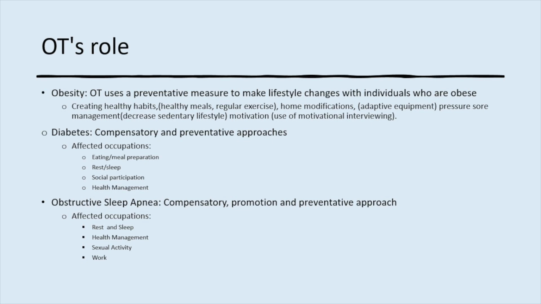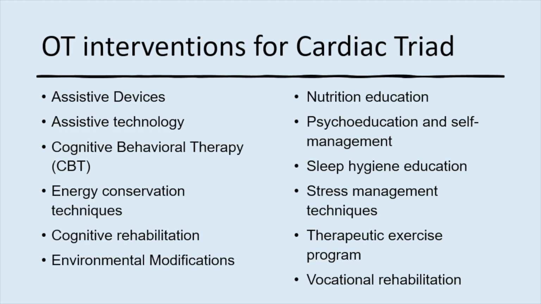Because all three of these conditions are chronic, it's important that patients are able to manage their conditions independently, while also living full and meaningful lives. Now we'll talk about some interventions that can help make this possible. So, what kind of interventions can OTs use to treat someone with the cardiac triad? As you can see on the slide, there's a lot of different interventions that can be used. It goes all the way from assistive devices to technology to environmental modifications, nutrition education to vocational rehabilitation.